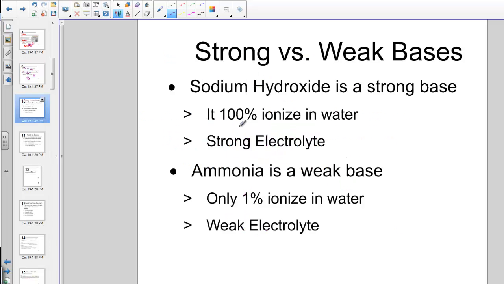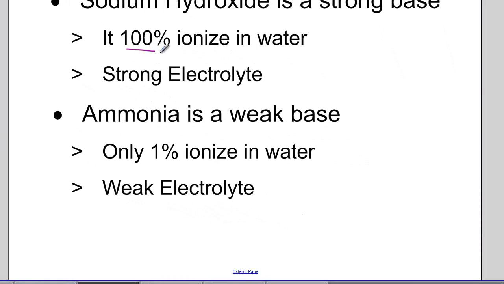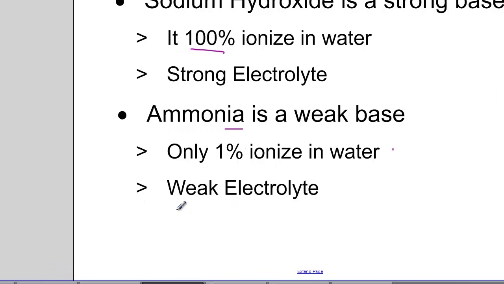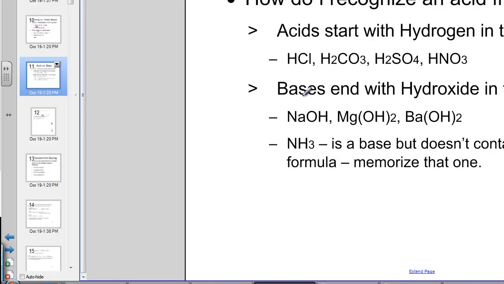Acids start with H, bases end with OH. And again, we can consider, just as acids, that we have strong bases and weak bases. Strong bases completely dissociate, weak bases do not. Strong acids completely dissociate, weak acids do not. Same idea, it just has to do with the equilibrium arrow. If we just consider what weak means, it's a little bit going to dissociate, but not very well, versus the 100% arrow pushing all those ions to the right.